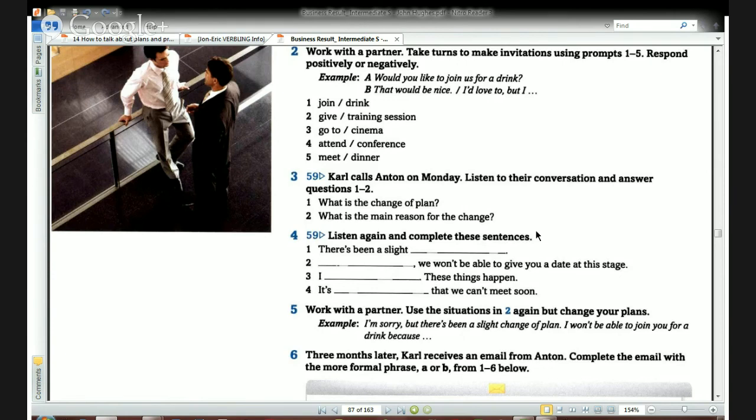Okay. So now you've heard it a second time. Let's see how many of those expressions you're able to pick up. Okay, so let's start with Yuki. Can you do number 1 for us?